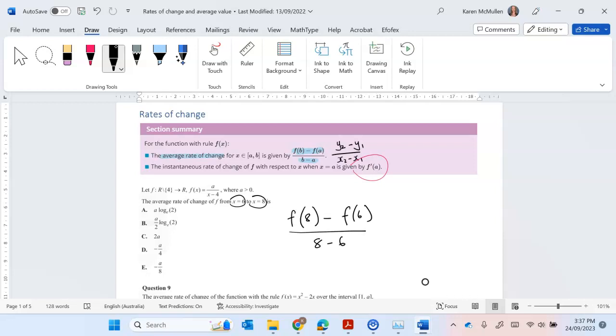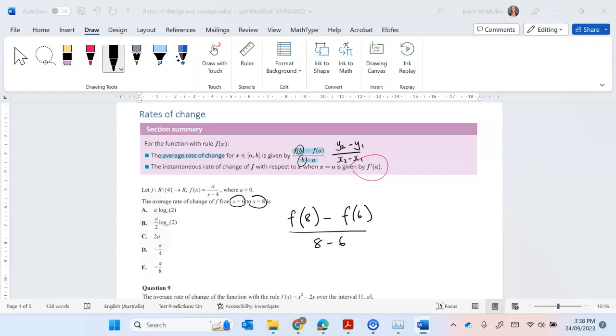It doesn't actually matter what order you put it in, if I did 6 and 8, but just make sure you're consistent. You can see that in your formula, your b's come first, or you could do your a's come first. Whichever one you do, you've got to be consistent, but you'll still get the same gradient. So this is in terms of a. You can probably define this on your calculator.